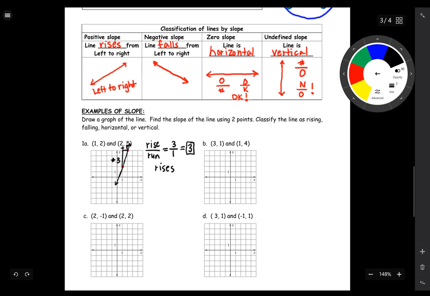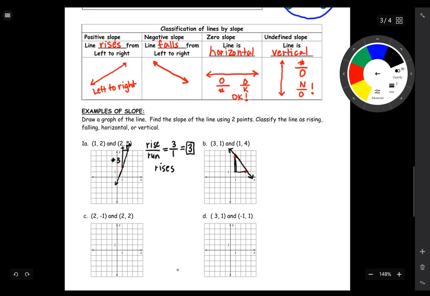All right, let's do the next one. Go right 3, up 1. Go right 1, up 4. Connect the points. Oops. Maybe not do such a bad job like I did, but that's okay. This time I'm going to start here and make up my triangle that way. But like I said, it doesn't matter.